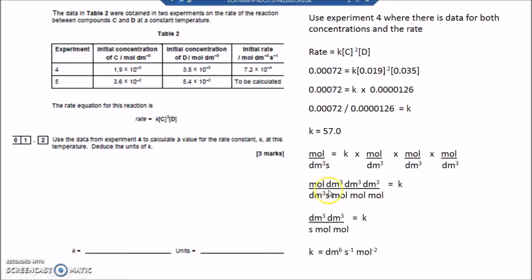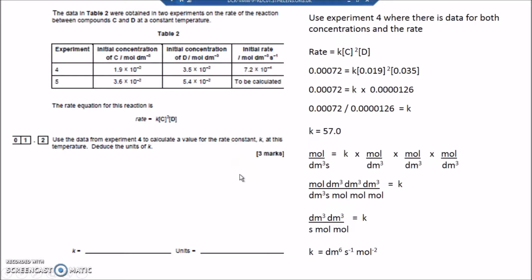Now I can cancel a mole and a mole on the top and a mole on the bottom. I can cancel a decimeter cubed on the top and a decimeter cubed on the bottom, which will leave me 2 decimeter cubes on the top, and it will leave me a second still on the bottom, and a mole on the bottom. So now what I do then is I take mole and mole up to the top, and a second goes up to the top. If they go up to the top, they become -1, so that becomes S to the -1, mole to the -1, and mole to the -1. And then you add the 3 and the 3 becomes a 6. The S to the -1 just stays the same, and a mole -1 on the top becomes a mole -2. So that's your units of K.